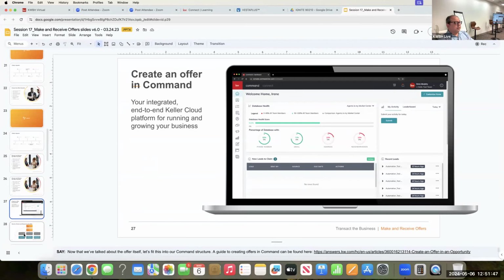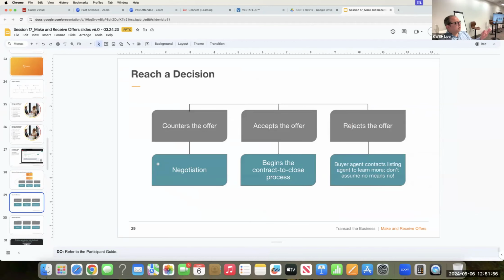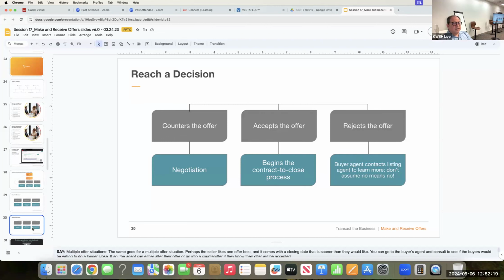All right, receive, review, and respond. Buyer makes an offer, negotiations. Let's talk about negotiations. What are the three things that can happen when we write an offer? It can be accepted, countered, or rejected. So reach a decision: counters the offer, accepts the offer, or rejects. If there's a counter, that's negotiation. If there's an acceptance, we're going to take it, hopefully contract to close. If it's rejected, we need to contact the other agent and find out why.